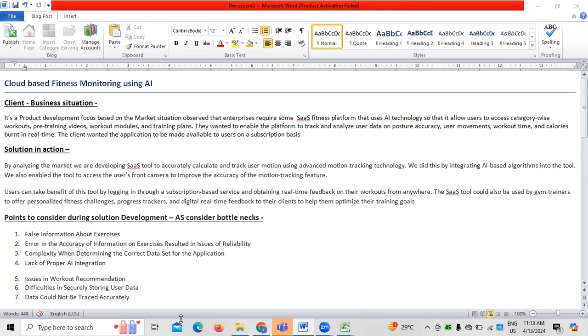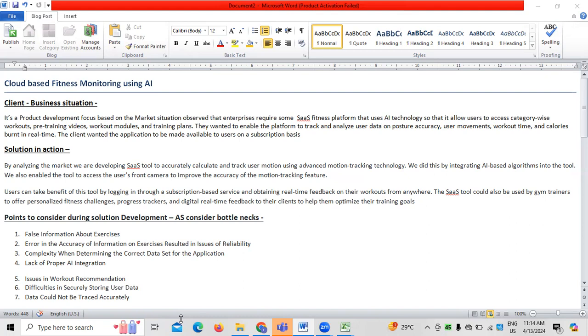At the same time, clients also want the application to be made available to the users on a subscription basis. Because based on the subscription they have taken, the kind of services they require will be carried in this. This is what generally the business situation comes into the picture. So the client perspective, the business situation, is one thing which we have to focus on more.